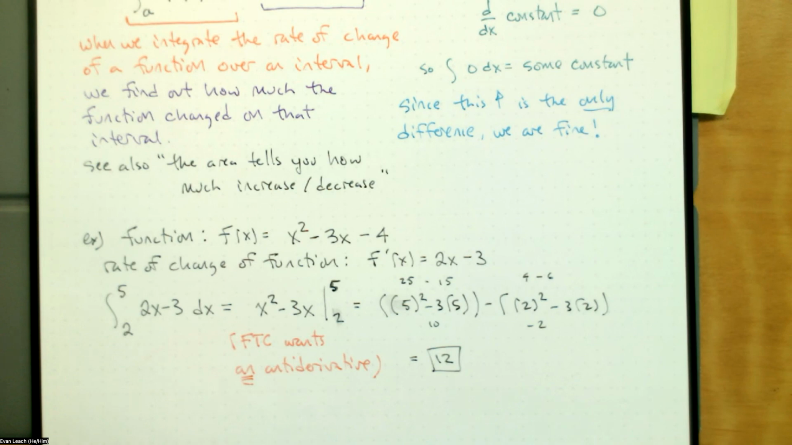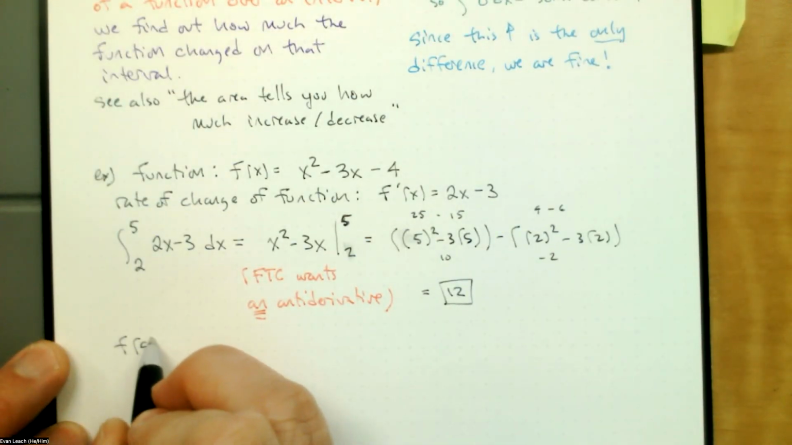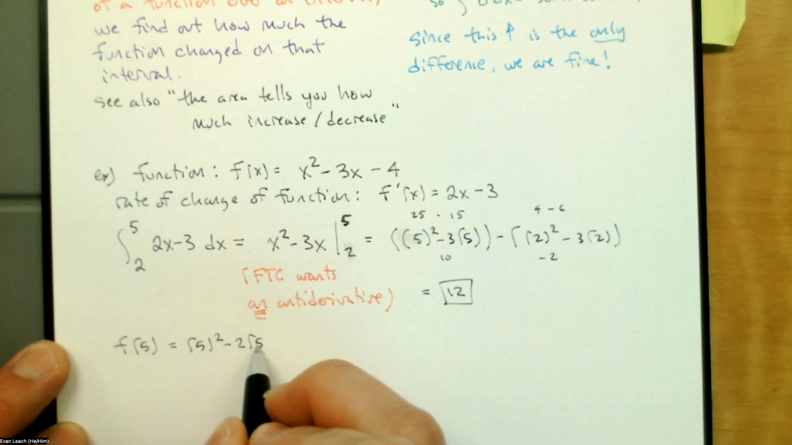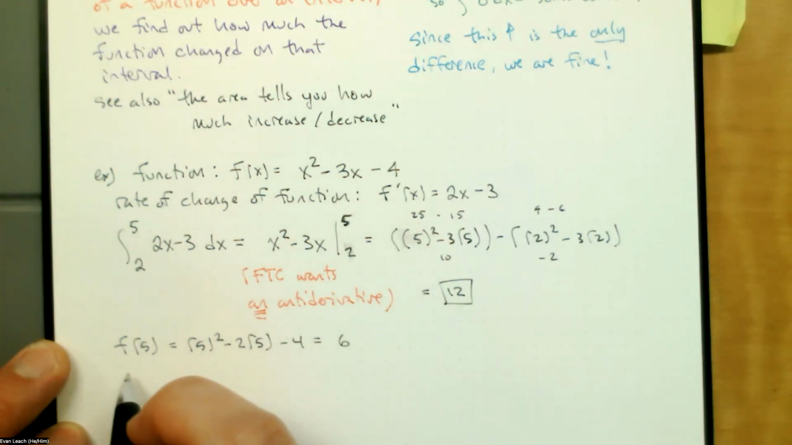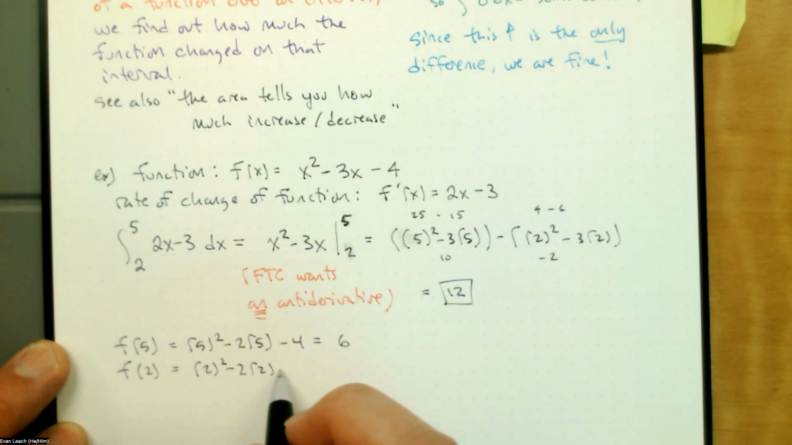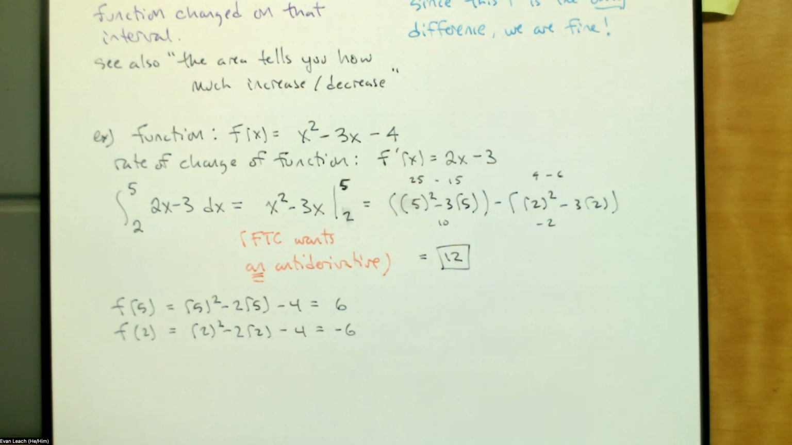So we integrated the rate of change of the function on the interval from 2 to 5. This will tell us how much the function changed on the interval from 2 to 5. This means if we take the value of the function at 2, that should be 12 less than the value of the function at 5. If we look at the function at 5, we just get this 10 minus a 4. And if we look at the function at 2, and if we look at how much the function increased from 2 to 5, that difference is 12.